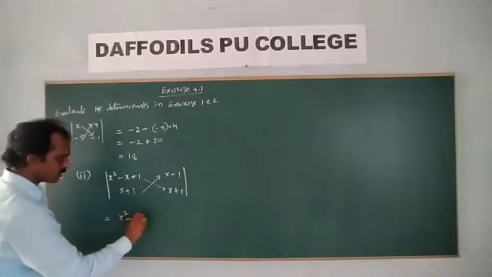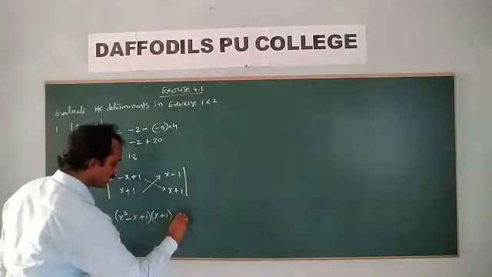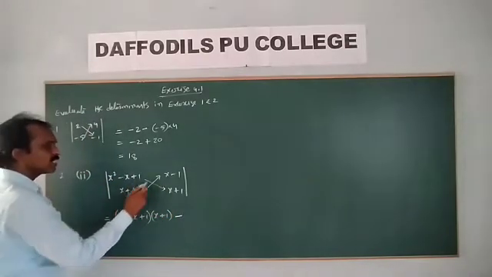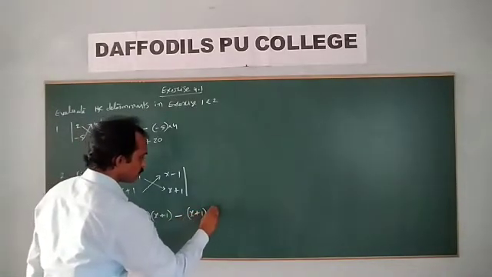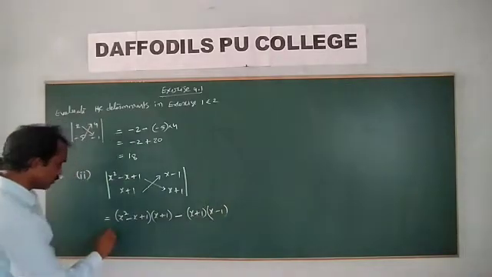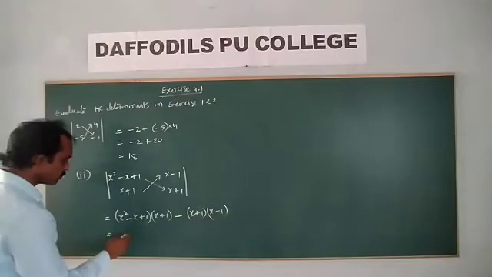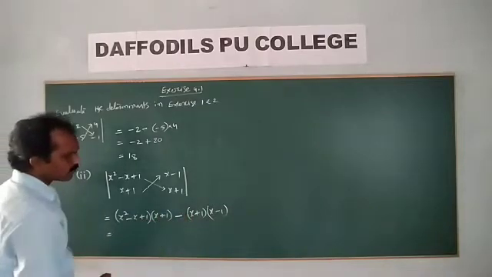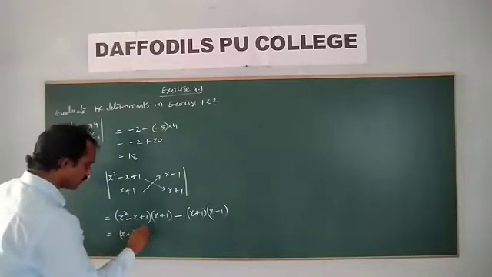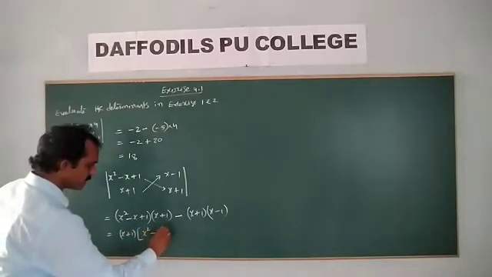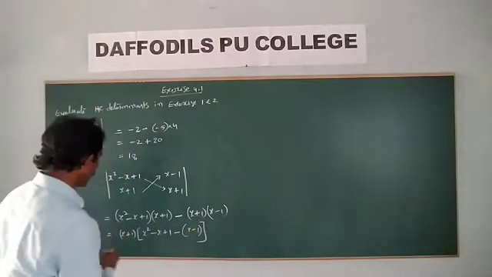x square minus x plus 1, x plus 1 minus a1 b2 minus a2 b1. So minus of x plus 1 x minus 1. In these two terms, you multiply and subtract, no problem. In these two terms, x plus 1 is the common term. After taking common, x square minus x plus 1 minus of x minus 1, bracket closed.